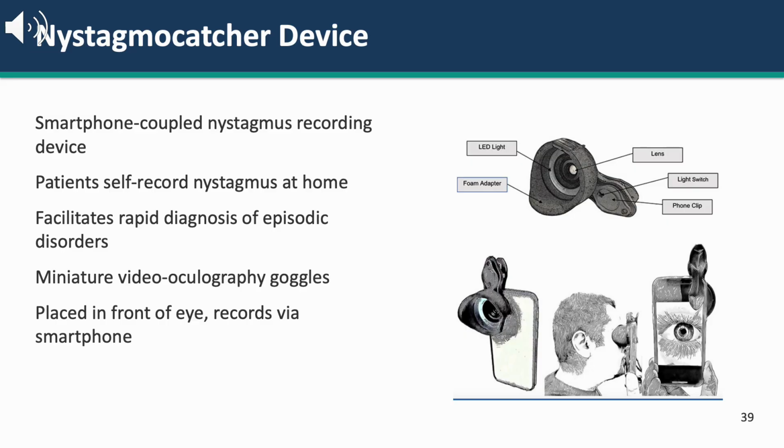The nystagmocatcher is a simple device that can be coupled to any commercially available smartphone. It is placed in front of the eye, and a video recording can be made with the smartphone. This innovative approach represents a significant advance in the diagnosis of episodic vestibular disorders, as it allows capture of nystagmus during actual vertigo attacks rather than relying on clinical examination between episodes.